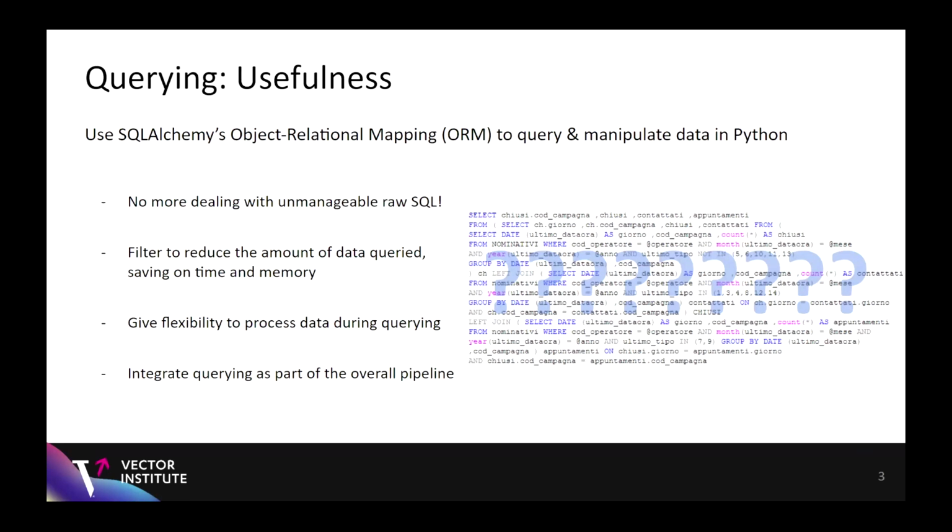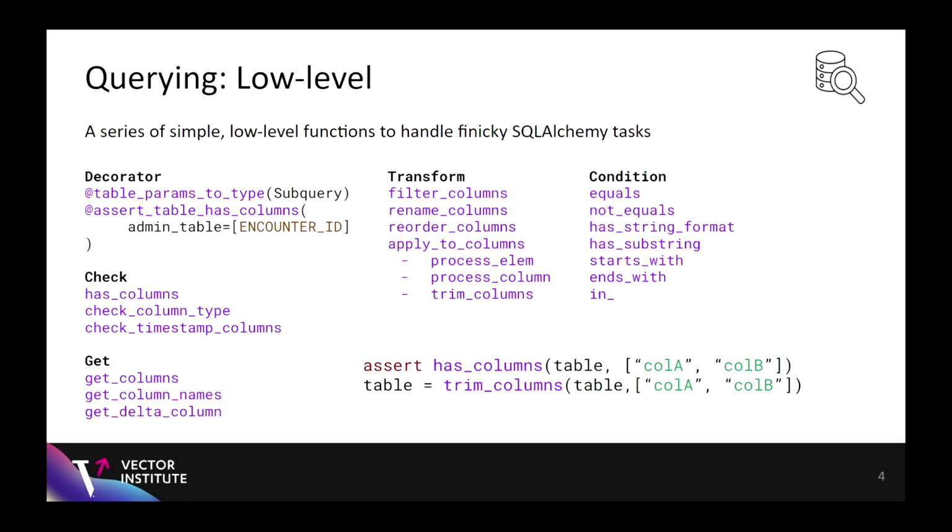So we use SQL Alchemy's ORM to essentially get rid of the raw SQL strings that researchers, everyone generally deals with. So it's to help extend things. It's to help reduce the amount of data queried. It gives a lot of flexibility to provide that processing, and it just really brings the pipeline end to end.